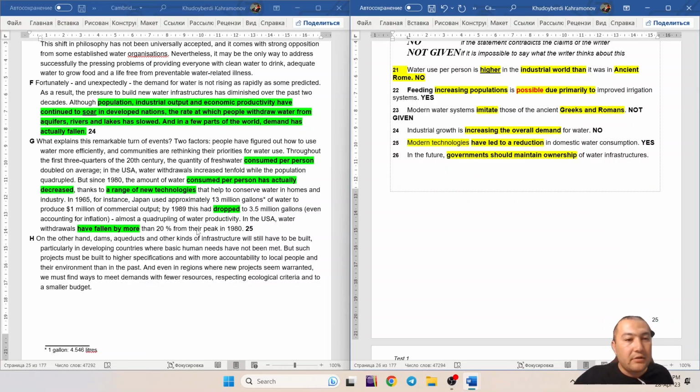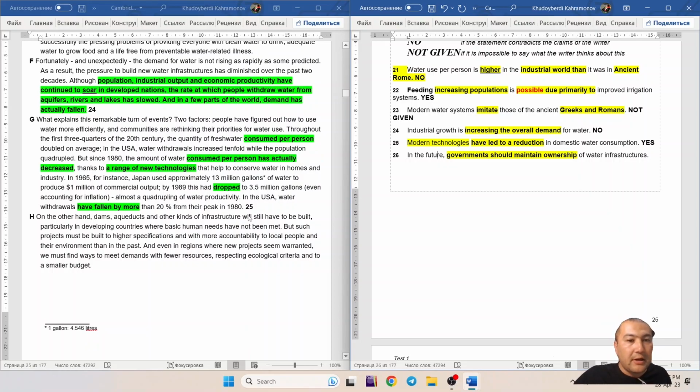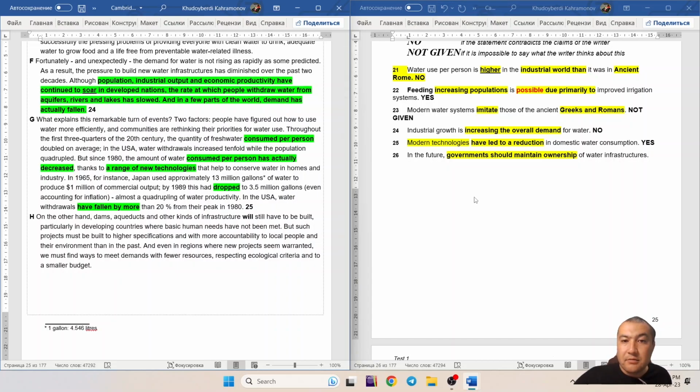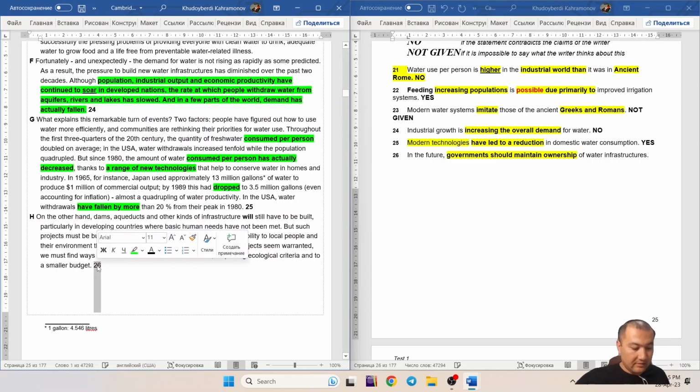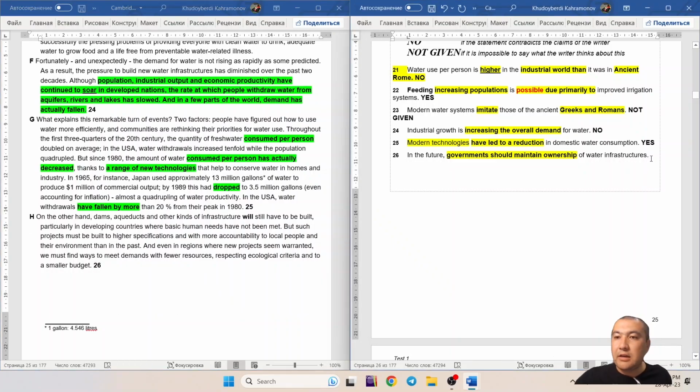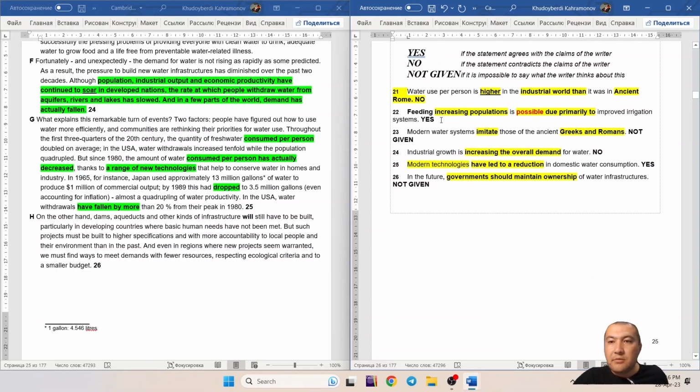In the future, what is the word future? So we have the word will, which means future, but should maintain ownership. Ownership, where is the word ownership? So there is no such word, no synonym, right? Which means 26, but without an exact evidence. As far as I know, it's not given. All right, the first one is no, yes, not given.